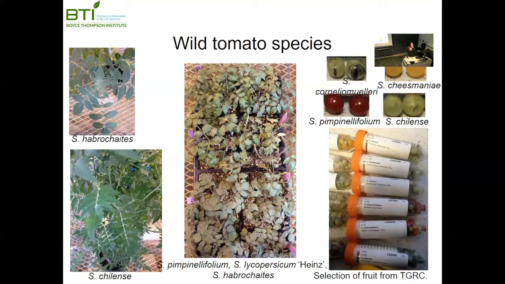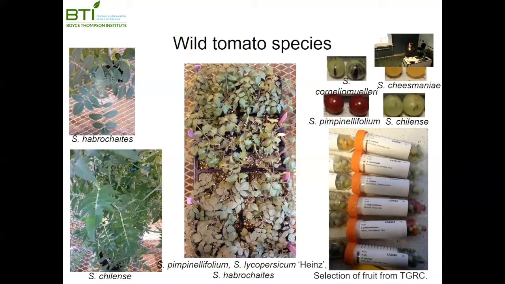Pimpinellifolium is pretty closely related to the cultivated tomato. You can see there's variation in fruit color and size. The wild species tend to have smaller fruits, and they also tend to ripen to green, so they never actually change to red like your typical garden tomato. There are also the 2 species from the Galapagos Islands, Cheesemanii and Galapagense, that are orange fruited. So that's kind of unique.